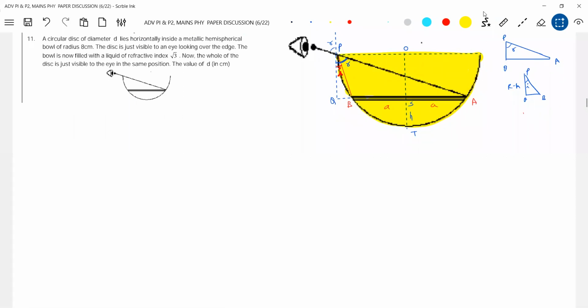Okay, let's write the mathematical equations. So the first thing is the mu of the liquid: mu sin I is equal to 1 into sin R. So therefore, what is the value of mu? Mu will be sin R by sin I. Looking at the triangles, sin R is AQ by AP, and sin I will be BQ by BP.